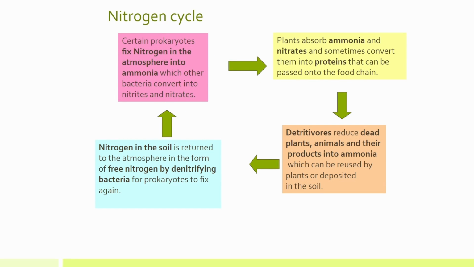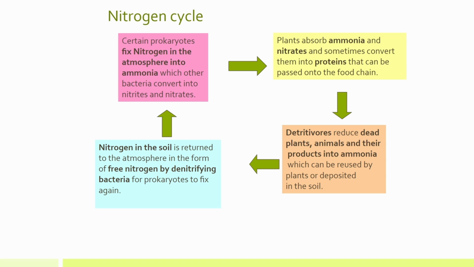So since certain prokaryotes or types of bacteria fix nitrogen in the atmosphere into ammonia, plants are able to use that. Then they fix the rest into nitrites and nitrates, which living organisms further up the trophic levels can use. So plants are absorbing the ammonia and nitrates, and then they convert the rest into different types of essentially nitrogen molecules that proteins can incorporate into themselves, and that's what travels up the food chain. And then once an organism breaks down or dies, detritivores or decomposers reduce dead plants, animals, and their products into the ammonia components again, and that can be reused by plants or deposited in the soil.